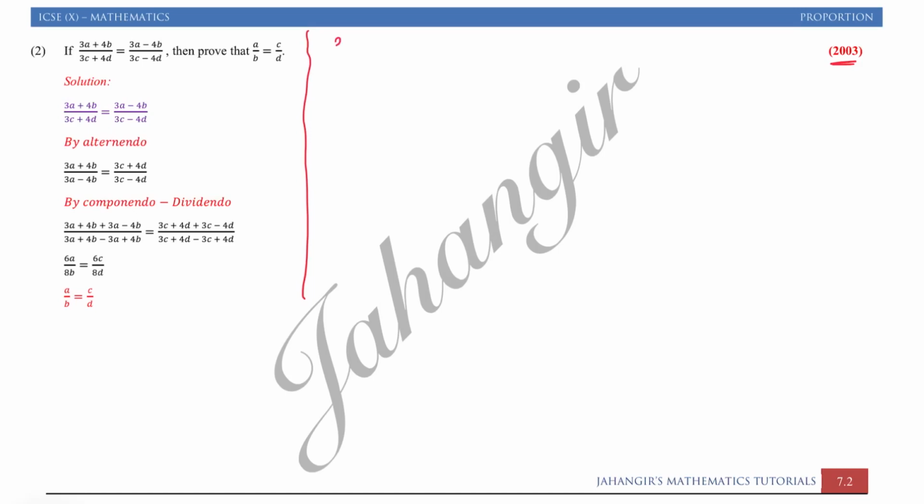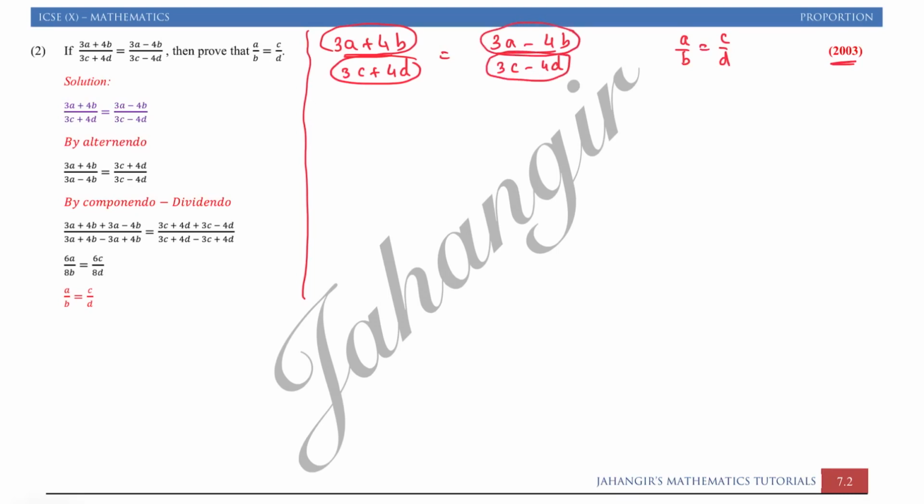Now here we have (3a plus 4b) upon (3c plus 4d) is equal to (3a minus 4b) upon (3c minus 4d). You have to prove a by b is equal to c by d. This type of question we did a lot; these questions are mostly based on exercise 2. So here in the numerator we have a and b terms, and in the denominator we have c and d terms. Same way on the other side of the equation.